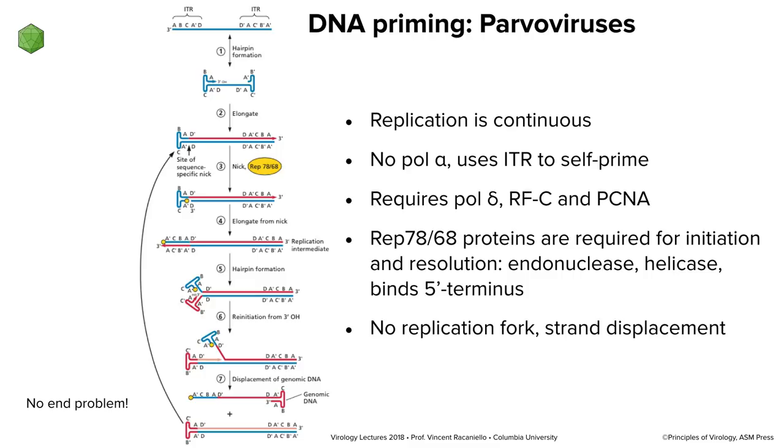So that is basically where you were to begin with. It can go back into this cycle. It gets nicked again by Rep 78, and then the polymerase will go in and make more molecules as well. So there's no primers needed.